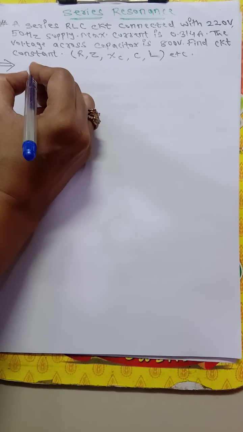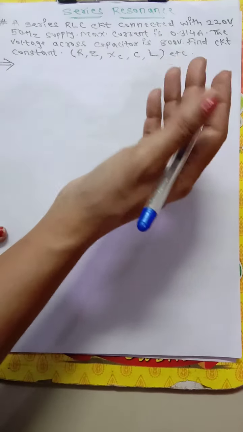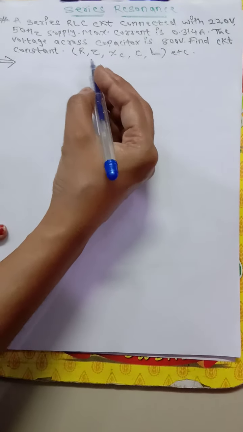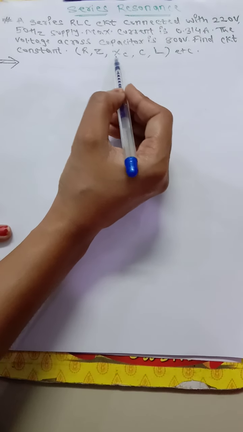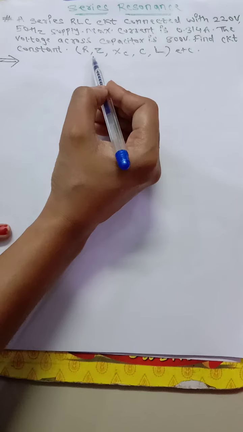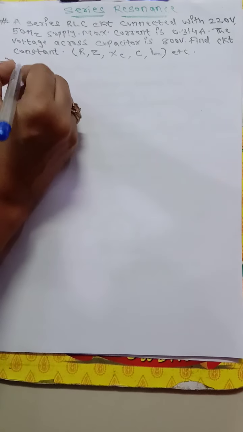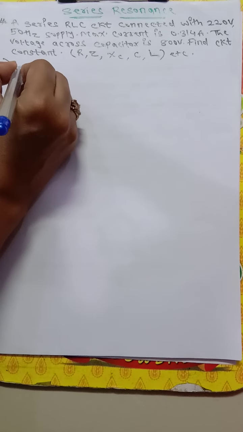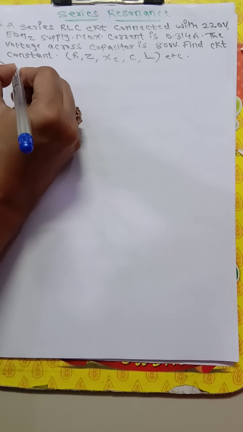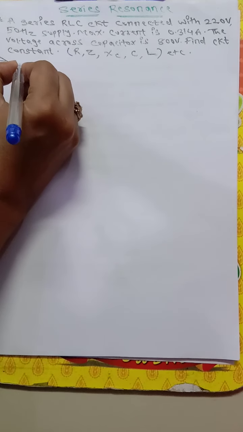So what should we think of as the circuit constants? Maybe the R, L, C, maybe the reactances, maybe the impedances. So here the unknown parameters we need to calculate are R, L, C, the reactance XC, as well as the impedance. How can we start? Always remember, whatever is given in the numerical, just note it down, then start with the unknown parameters that you need to calculate.